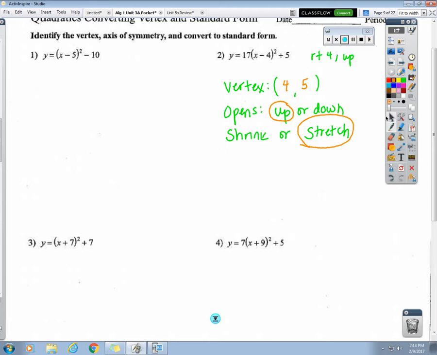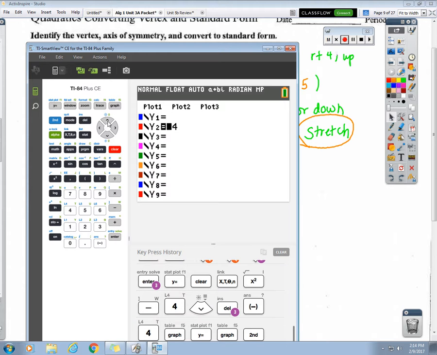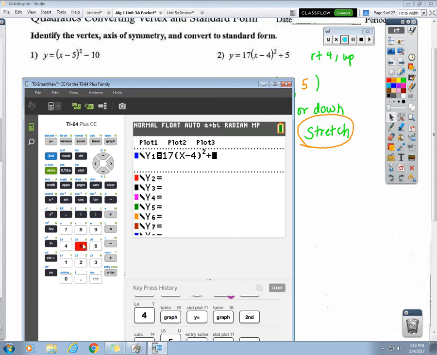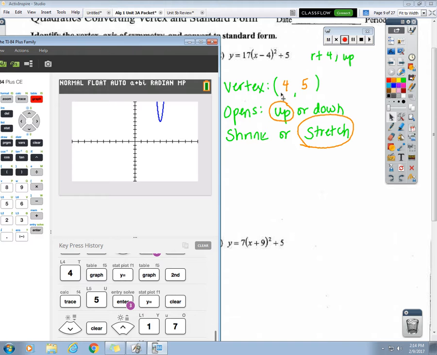Now, say that you can't do all that by just looking at the equation. Well, good for you. You have a calculator. So what you need to do is go into the calculator to y equals, and you need to graph it. 17, parenthesis, x minus 4, parenthesis squared, and then plus 5. Once you have a picture of it, I really hope you'll be able to identify these things.